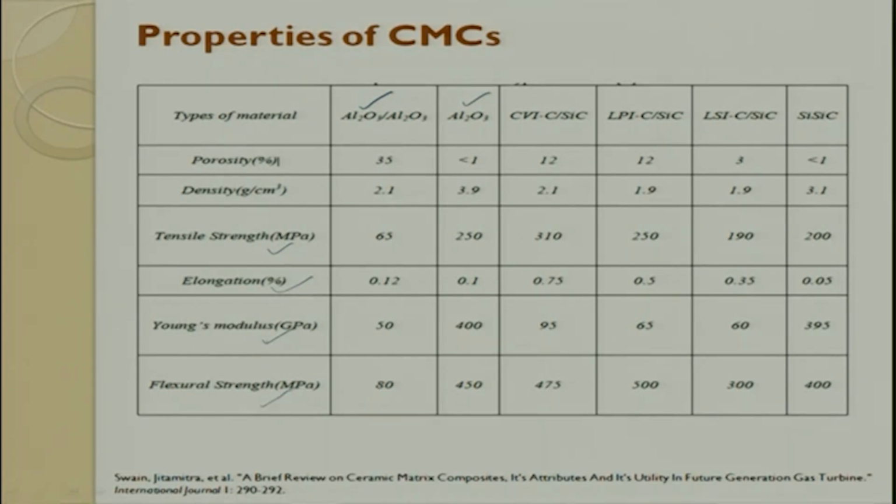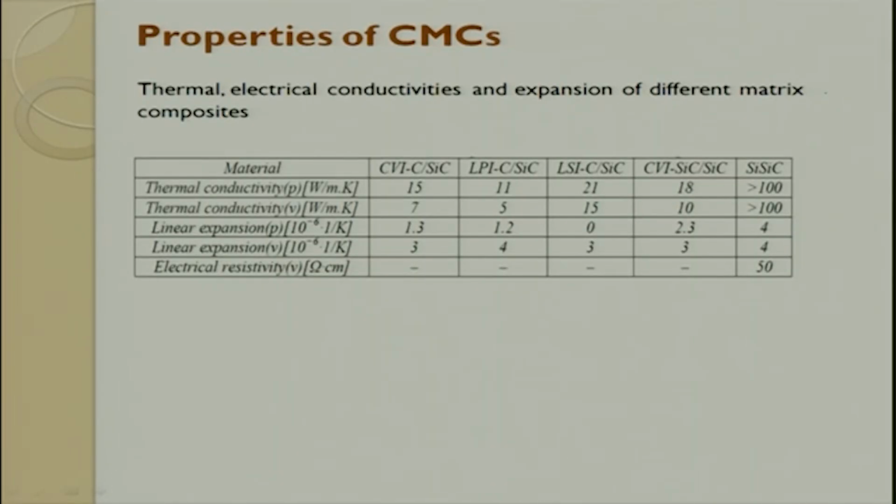Higher Young's modulus means it is becoming harder, it is brittle. Like there is no elongation at all. Okay. So you can do with carbon reinforced with SiC, then C with SiC. These are different processes which we will see later. The other properties which people are now trying to enhance on a ceramic matrix are the thermal conductivity, the linear expansion and the electrical resistance. So these are the values of different processes.